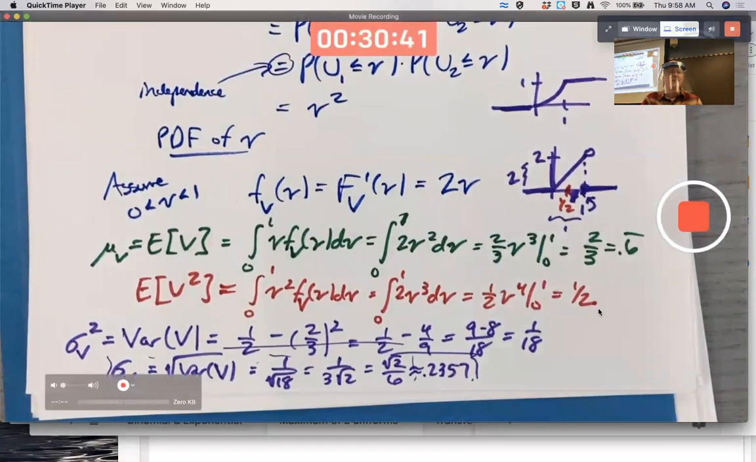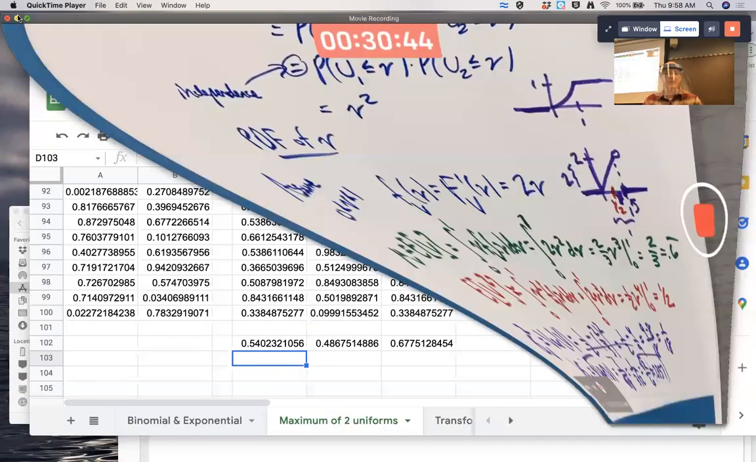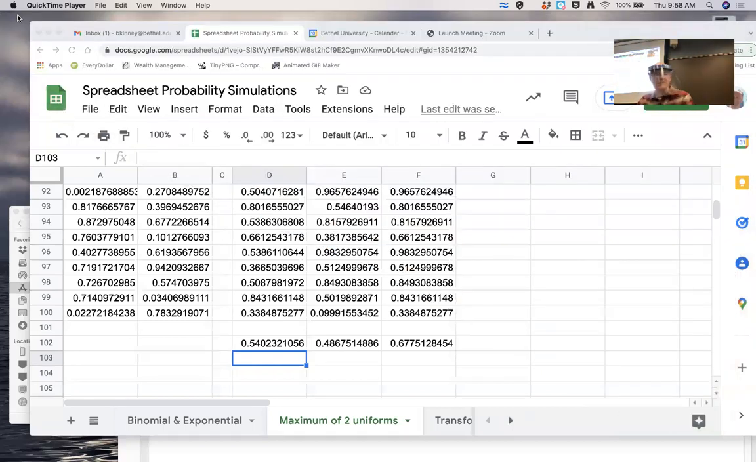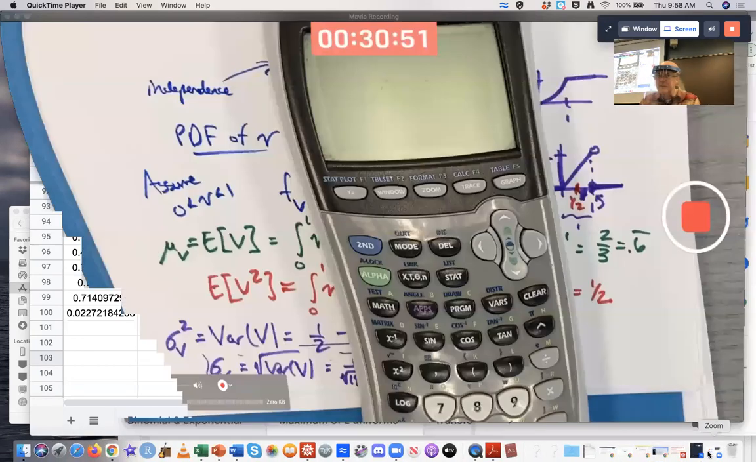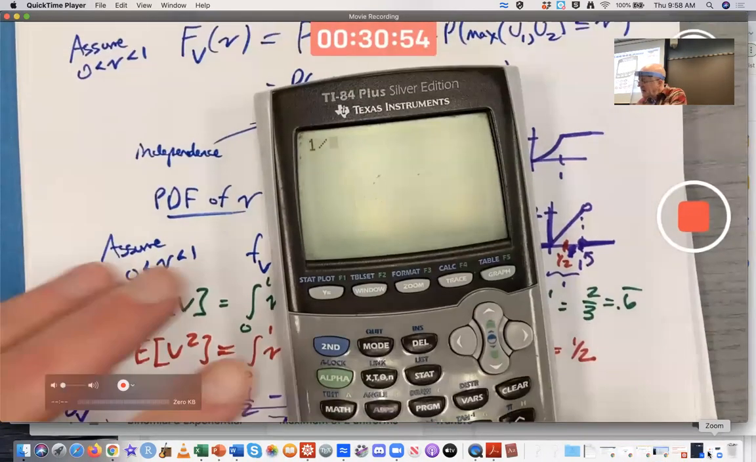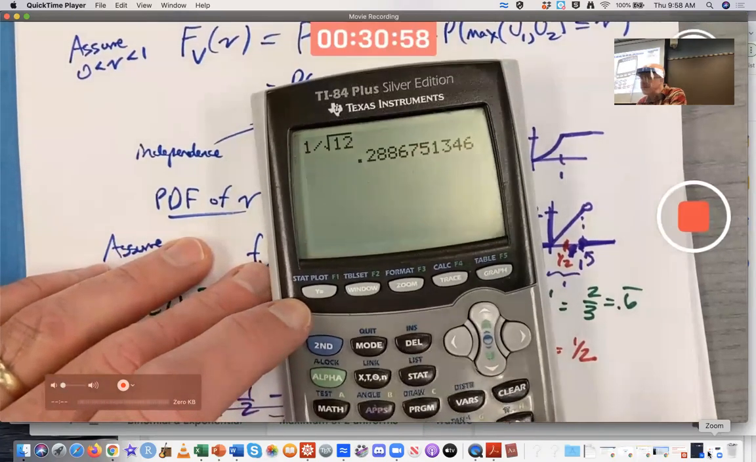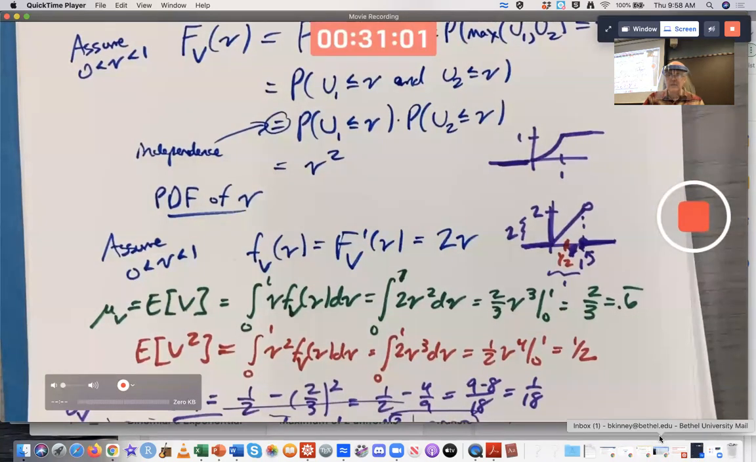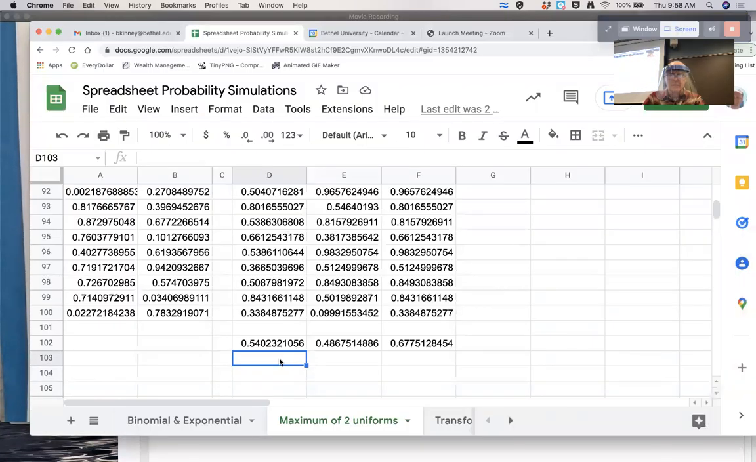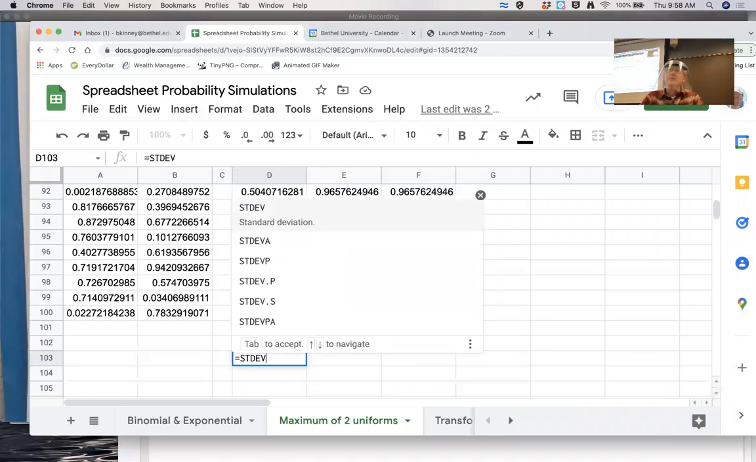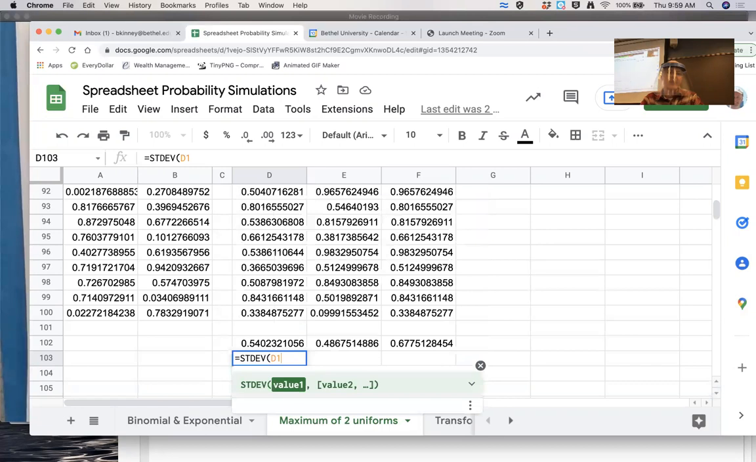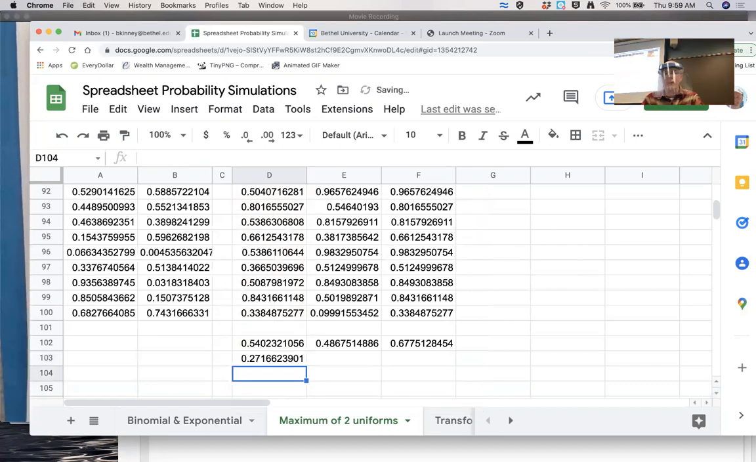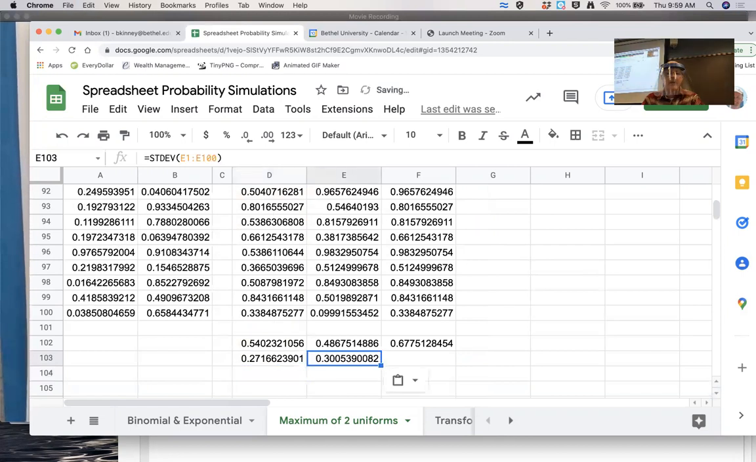Talking about the uniform one here, not V. 1 over square root of 12. Oops, sorry. 1 over square root of 12. About 0.2887. So if I do standard deviation here for these, should be close to 0.29, say. 0.27, 28, 0.29, somewhere in there. Yep. But with V, it should be smaller, closer to 0.24. Yep.